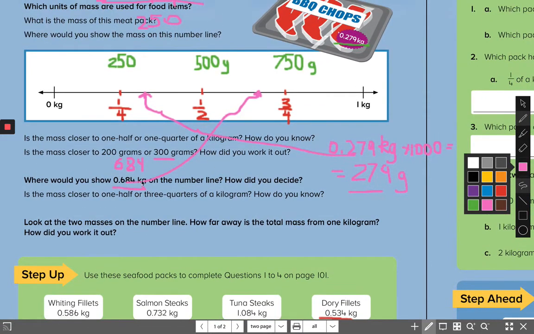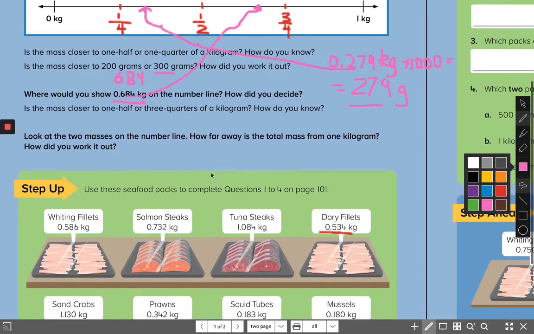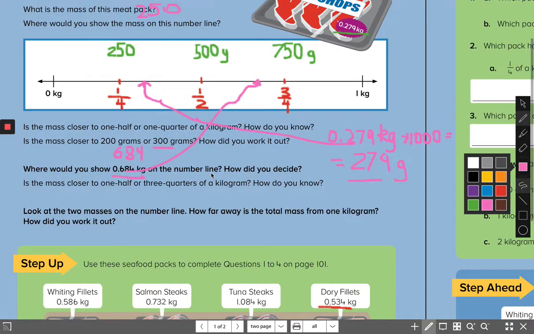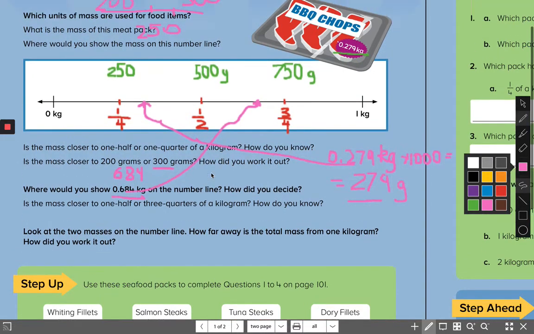So, therefore it's going to be closer to 3/4 rather than to 1/2 a kilo. So look at the two masses on the number line. How far away is the total mass from 1 kilogram? How did you work it? I assume they are talking about these two values.